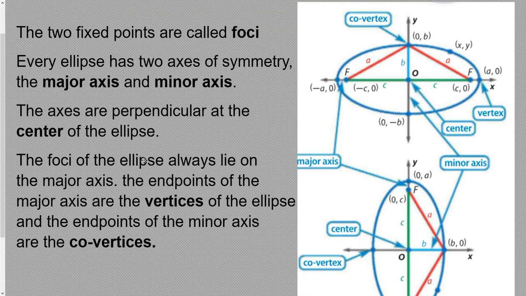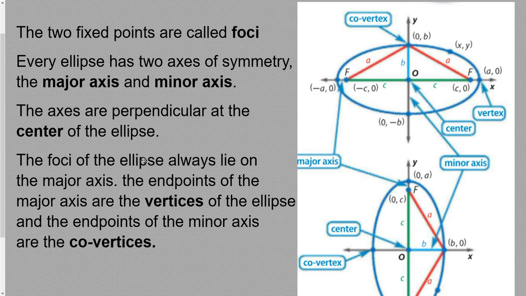The two fixed points, the nails that are holding the string down, are called the foci. It's the plural of focus. So each of those points is a focus. Together they are called foci. Every ellipse has two axes of symmetry, a major axis and a minor axis. The major one is longer, the minor axis is shorter. If they were the same length, they would be diameters and it would be a circle.